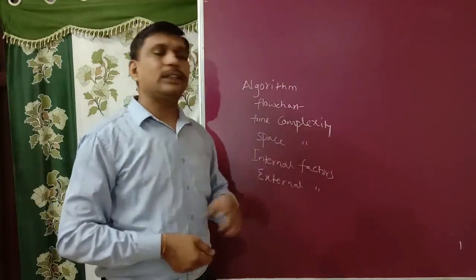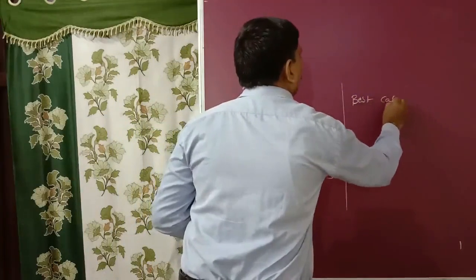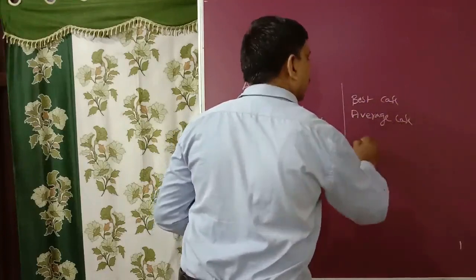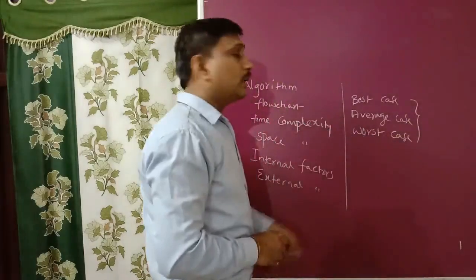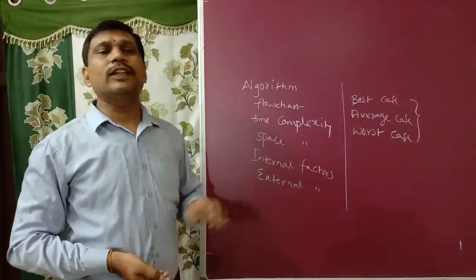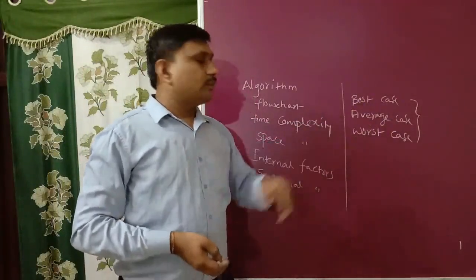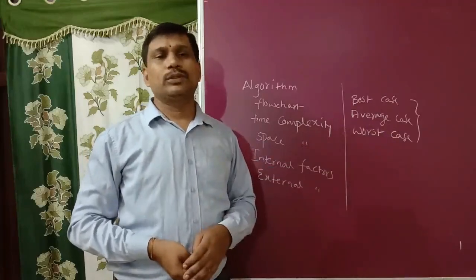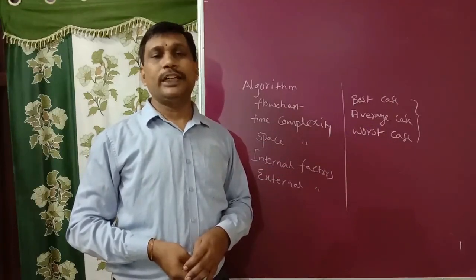Then after that we defined the concepts: best case time complexity, average case and worst case time complexities. After completing worst case complexity, we moved to examples, how to calculate through examples the computational time required.